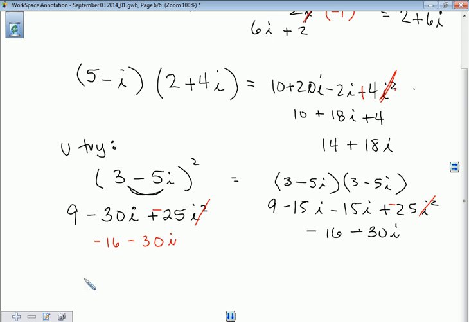So whenever I see a binomial square, this is what I do. Square the first term, double the product of the two, and square the last term.